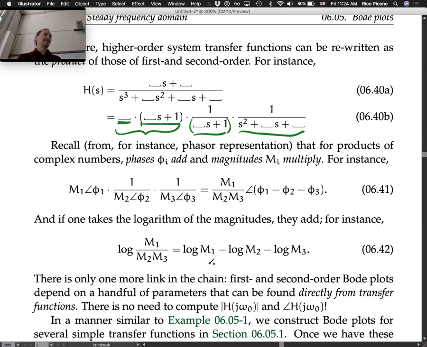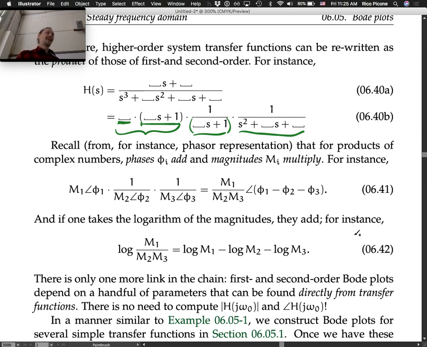You never learned them. Okay. You take the logarithm of a numerator term, subtract logarithms of the denominator terms. So there is only one more link in the chain. First and second order Bode plots depend on a handful of parameters that can be found directly from the transfer function. There is no need to compute the magnitude of H of j omega or the phase of H of j omega in order to construct the plots.